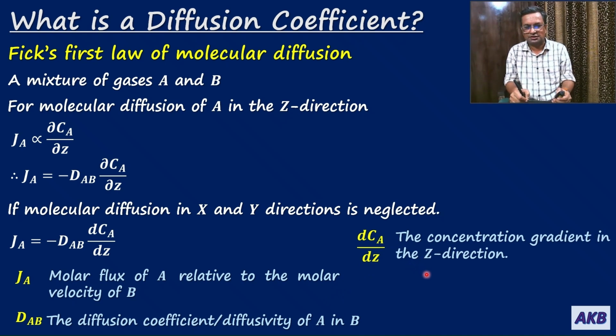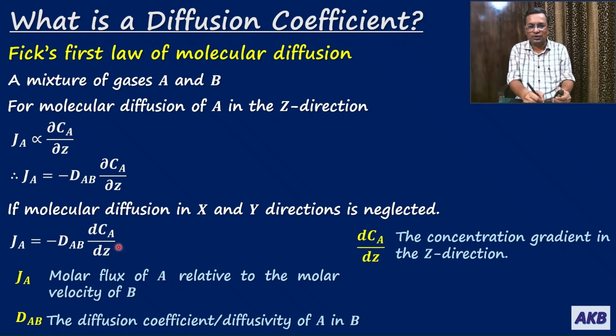So Fick's first law of molecular diffusion states that the molar flux of A in a given direction is directly proportional to the concentration gradient in that direction. And why is there a negative sign in the equation? The negative sign indicates that molecular diffusion occurs from a place of high concentration to a place of low concentration.